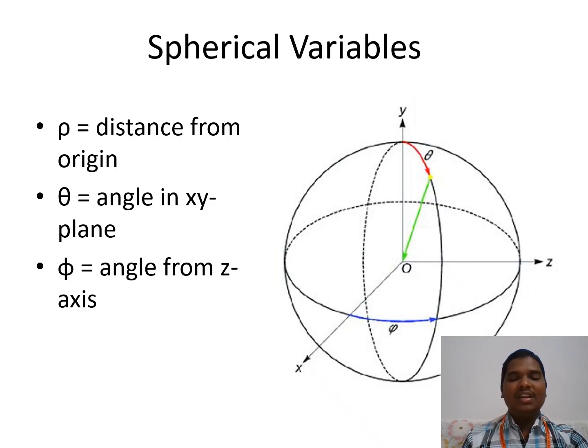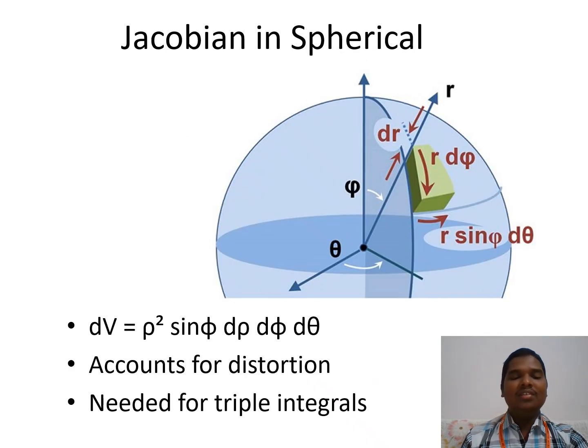Next, we define the volume element in spherical coordinates. It is nothing but the Jacobian in spherical coordinates. The volume element in spherical coordinates is given by dV equals rho squared sine phi d rho d phi d theta. This expression accounts for distortion when converting from Cartesian to spherical coordinates. It is required for triple integrals to correctly calculate volume.